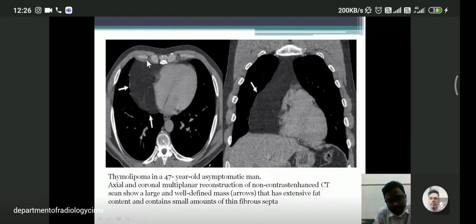This is another case. We can see the hypodense lesion that purely contains fat. That's why its density appears blackish in some areas. So this was also a case of thymolipoma.